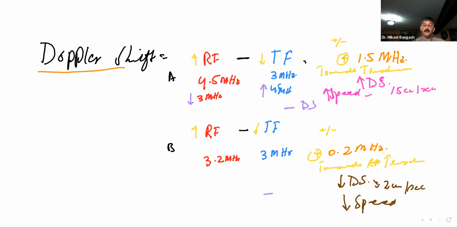Whereas if we say it's a positive Doppler shift of 15 centimeters per second, the positive just means that the red blood cell is moving towards the transducer. At what speed? 15 centimeters. How do we get that? Mainly because we had a great Doppler shift, a great difference between the two frequencies being utilized to calculate the Doppler shift, which is primarily a Doppler frequency.